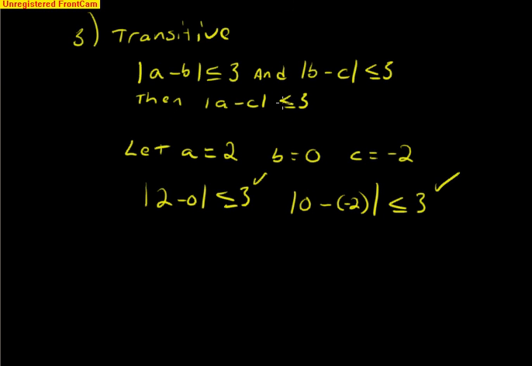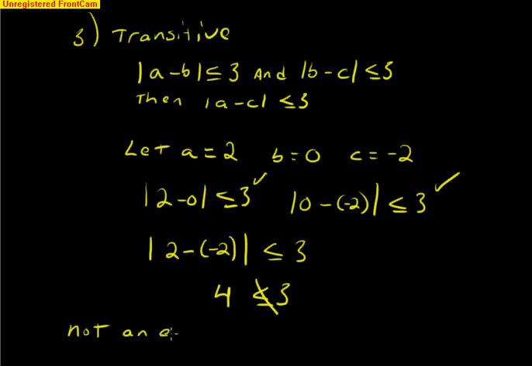Now all we have to do is check to see if this still holds. So a is 2 minus c, negative 2. Well, is it less than or equal to 3? Hold it, this is 4. Absolute value of 4 is less than or equal to 3. This is not true, hence number 32 is not an equivalence relation. And that's the end of that problem.